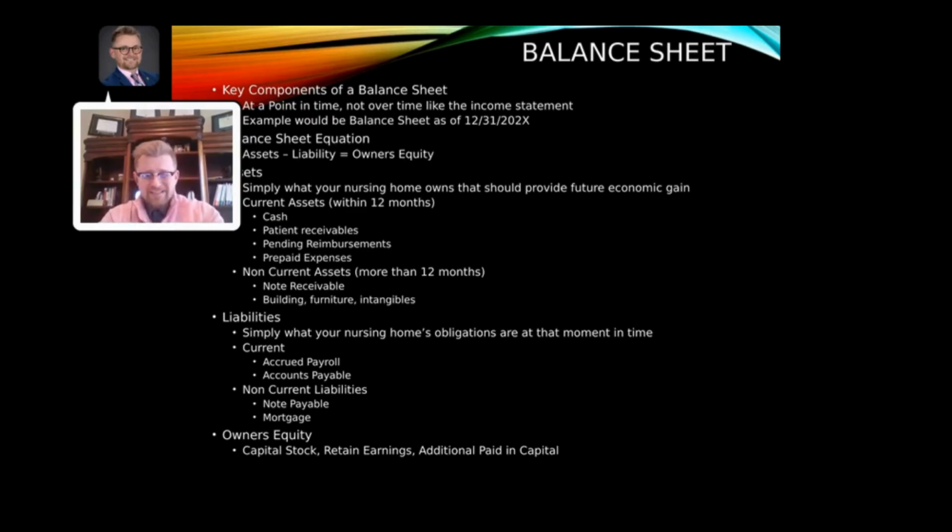Liabilities, just like assets, you have current and you have non-current. The accrued payroll and accounts payable typically are always a current liability. If your accounts payable moves to a non-current, meaning the same 12-month cutoff, if you owe vendors money over a year out, that's not good.